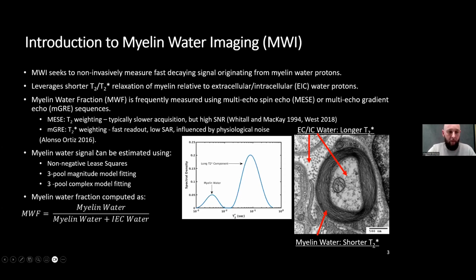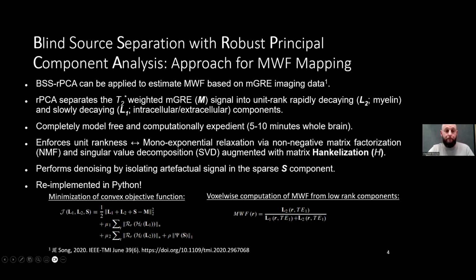side property of those. But basically, people traditionally like to do this kind of calculation of splitting these signals using either non-negative least squares fitting or three-pool magnitude model fitting of white matter, which involves the sum of three exponentials using non-linear least squares fitting. The myelin water fraction is basically just termed as the myelin water component over the sum of the total signal of the spectrum.